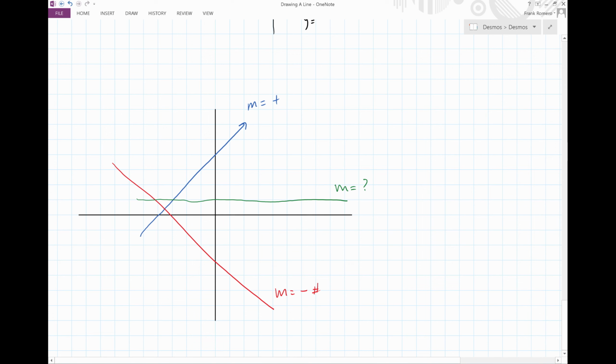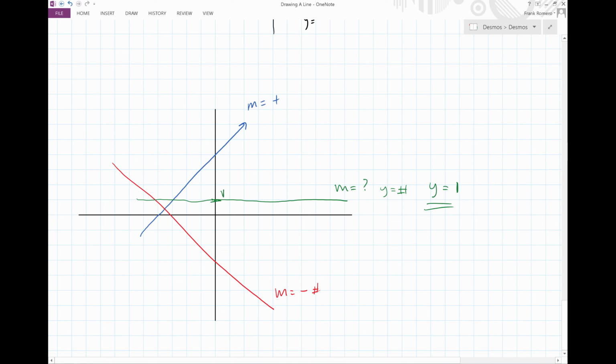What's the slope of that green line, that flat line? Well, first of all, that's one of those horizontal lines, right? That's going to be y is equal to some number. In this case, it's going to be one. So that's going to be y is equal to one. If you don't know about horizontal lines, check out my video on that. But the question is, where's the slope?